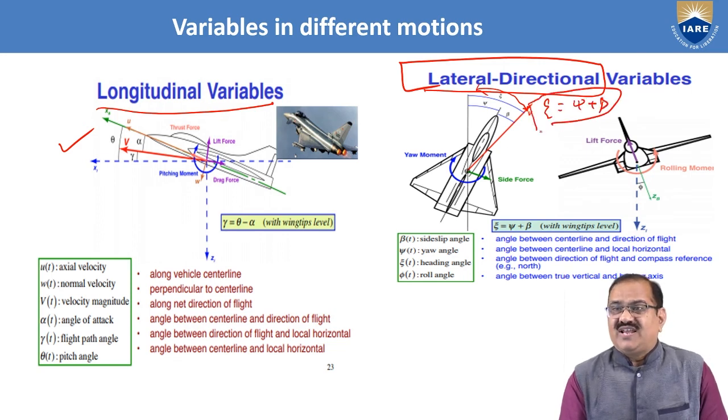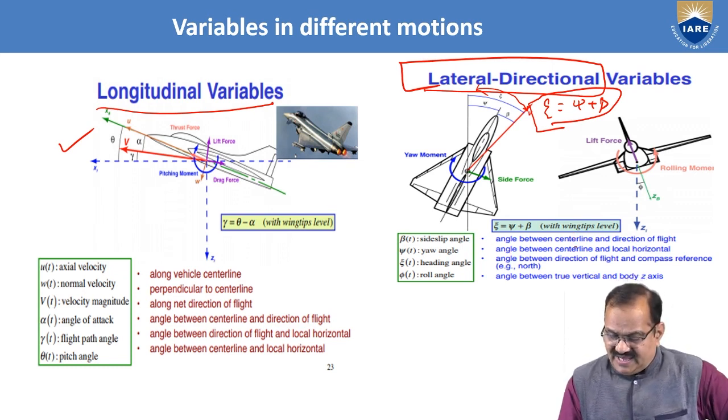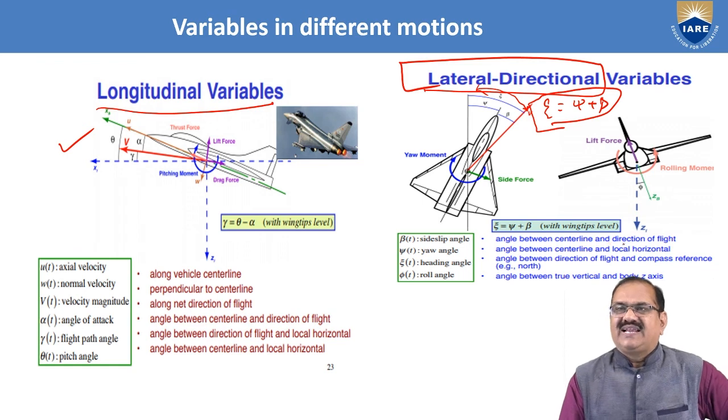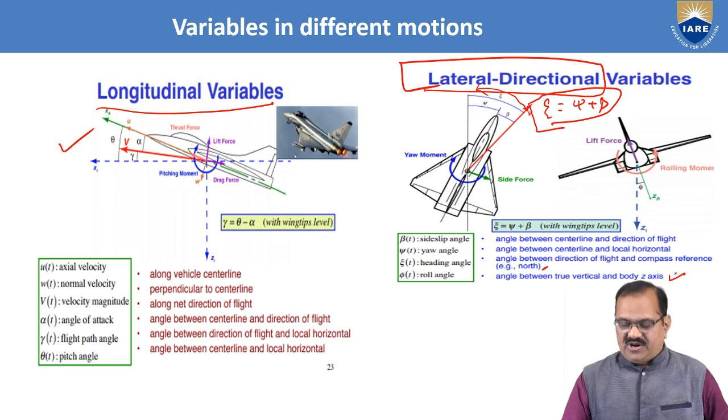So these are the variables. Beta is the angle between the center line and the direction of flight. Psi, the yaw angle, is the angle between the center line and the local horizontal. Zeta is the angle between the direction of flight and the compass reference, that is the north. From the north we have to measure. And phi is the angle between the true vertical and the body z axis.